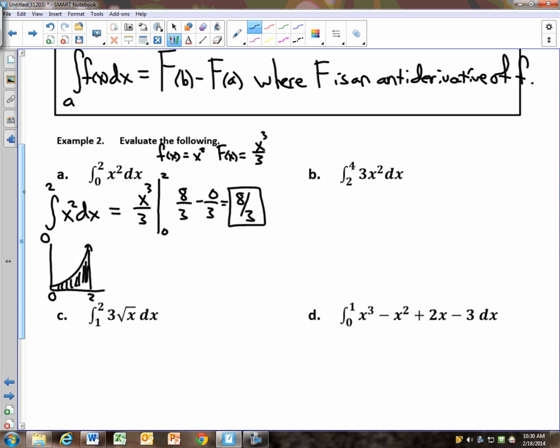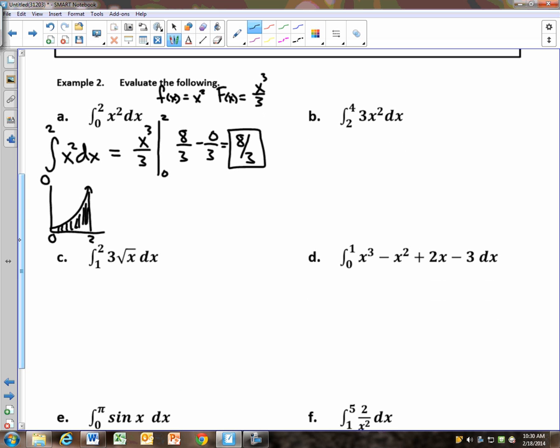Question. Only because it was x squared. So that's why it came out as thirds, where if it was x to the third, it would be over 4. If it was x to the fifth, it would be over 6. Okay, so that's the reasoning that we're going through.